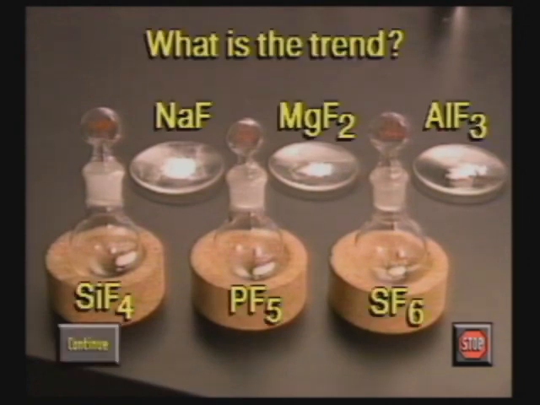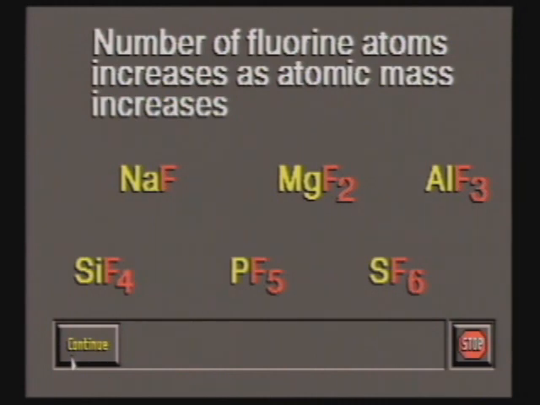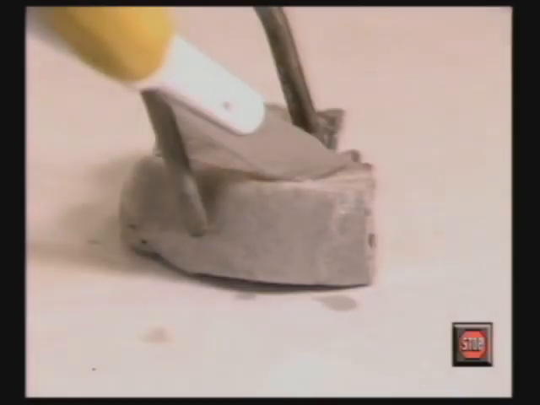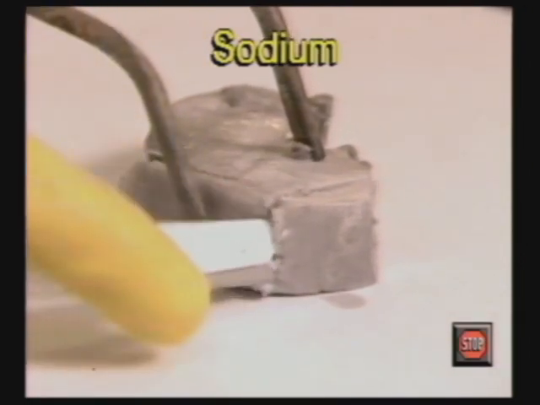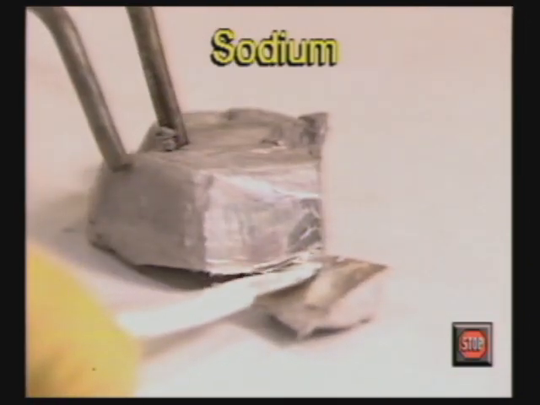What is the trend? The number of fluorine atoms combining with these elements increases as atomic mass increases. Lithium, sodium, potassium, rubidium, and cesium are very similar metals. They are so soft they can easily be cut with a knife.